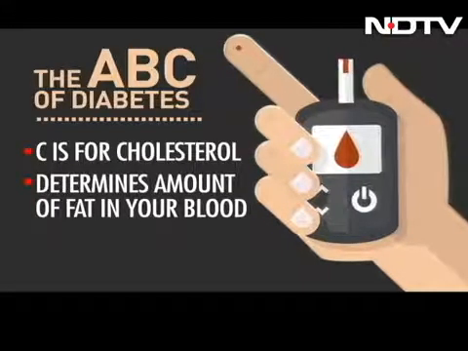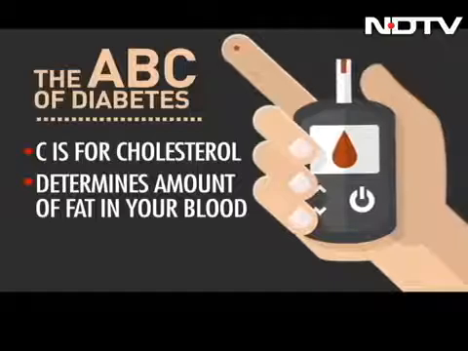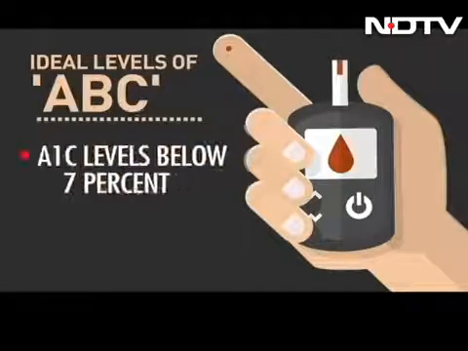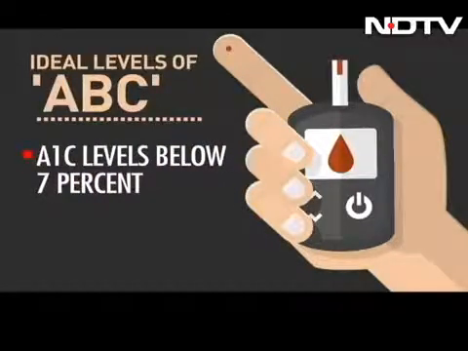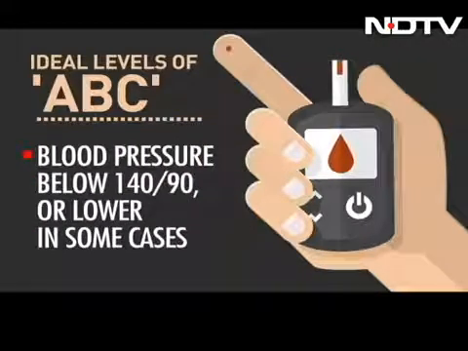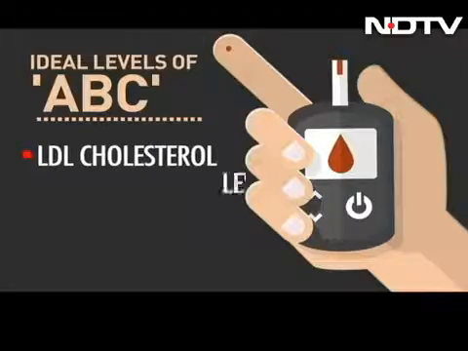Some kinds, like HDL cholesterol, help protect your heart. Others, like LDL cholesterol, can clog your arteries. High triglycerides raise your risk of a heart attack or a stroke. Now let us understand what you should aim for. A1C levels below 7%, blood pressure below 140 by 90 or lower in some cases, and LDL cholesterol levels below 100.